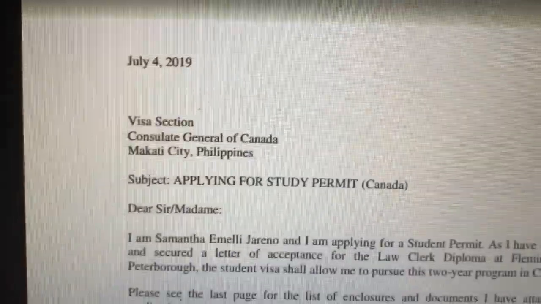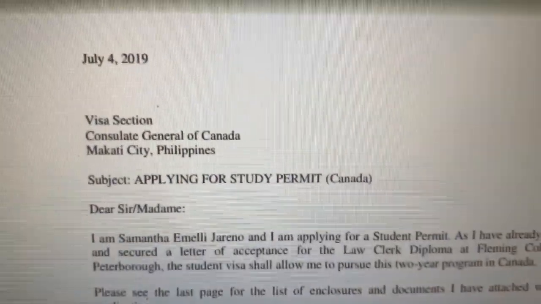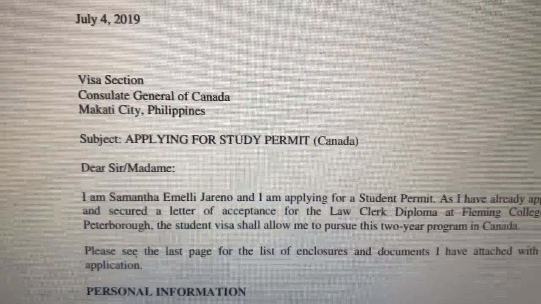Okay, so first the format, I'm gonna use my glasses because I can't see. So the format is just like a normal letter format. The date, when I say date, is the day you submit the application. It must be the date on top of your letter. So mine was July 4th, 2019.